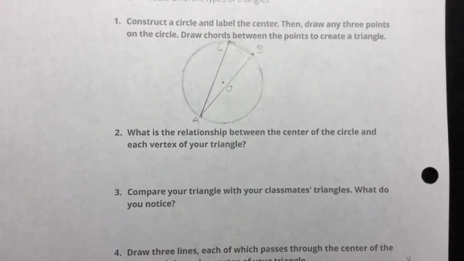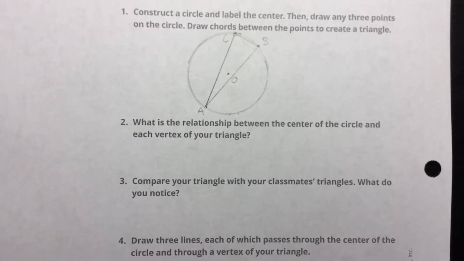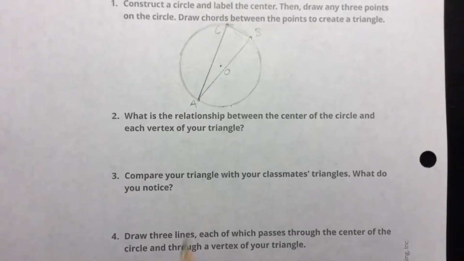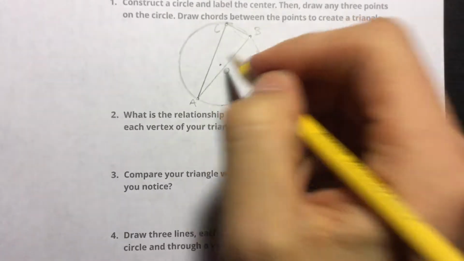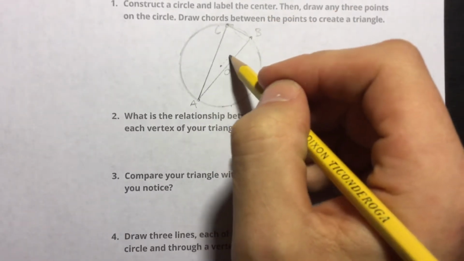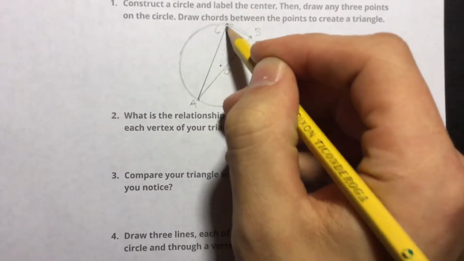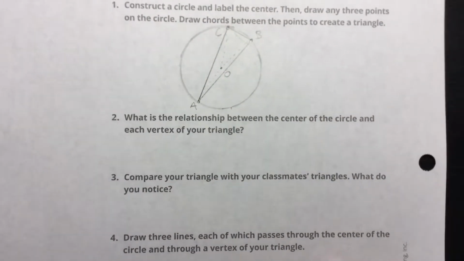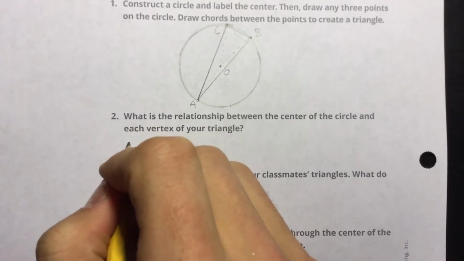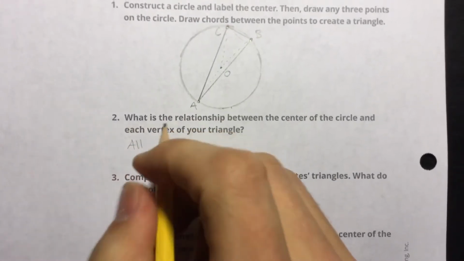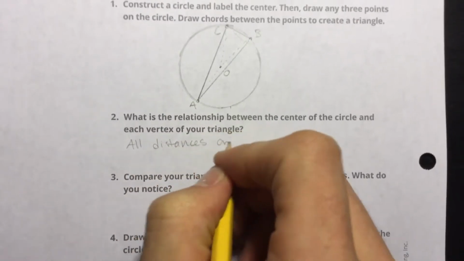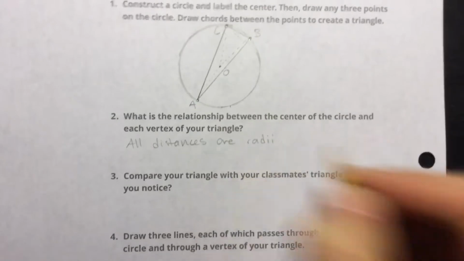So now, what is the relationship between the center of the circle and each vertex of the triangle? I'm going to adjust my iPad a little bit here. There we go. What is the relationship? Well, I know that from the center of the circle to each point on the triangle, there's a special name for this distance. It's called a radius. So all of them are radiuses, or radii. All distances are radii. So that's one thing that I know.